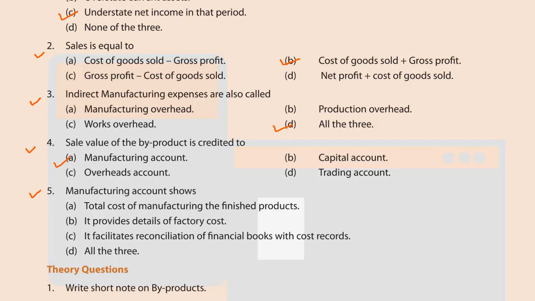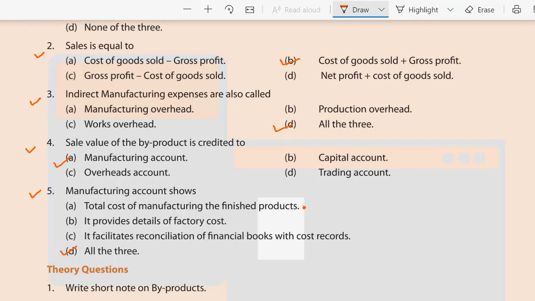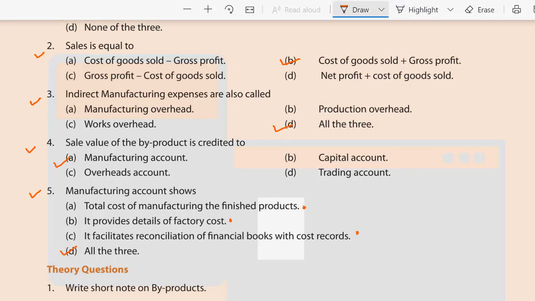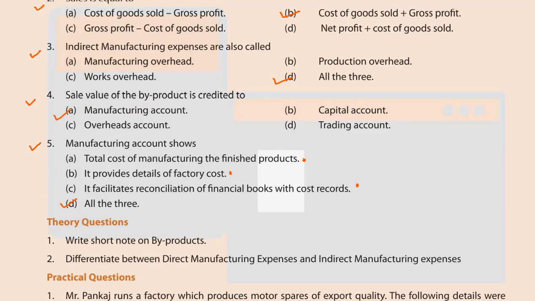Next question. Question 5. Manufacturing account shows A. Total cost of manufacturing the finished products. B. It provides details of factory cost. C. It facilitates reconciliation of financial books and cost records. Or D. All of the three. It's D. Manufacturing account shows total cost of manufacturing the finished product, provides details of the factory cost, and facilitates reconciliation of financial books with cost records.